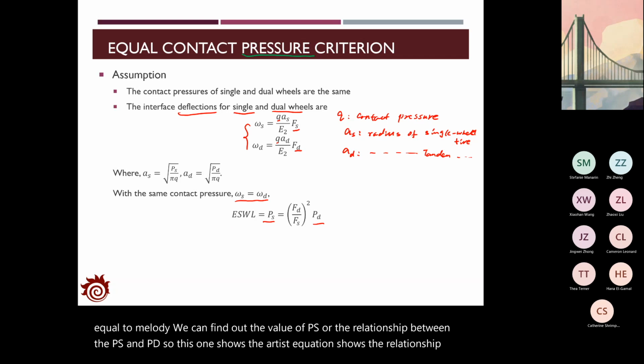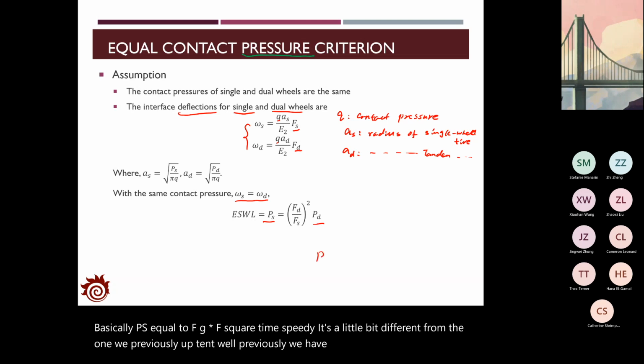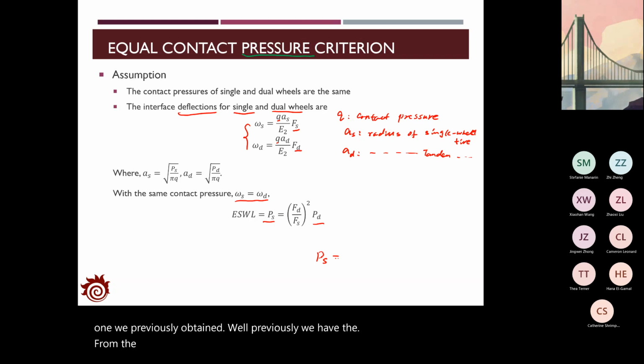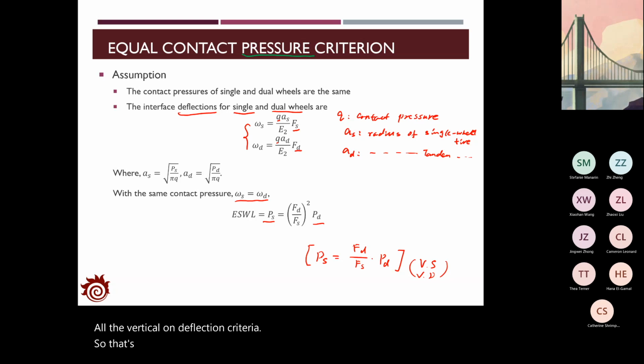Basically, PS equal to FD times FS square times PD. It's a little bit different from the one we previously obtained. Previously, from the equal vertical deflection criterion, we have PS equal to FD times FS times PD. There's a little bit different. This is from the vertical stress criterion. So that's the contact pressure criterion. You just need to know that we have this kind of criterion.